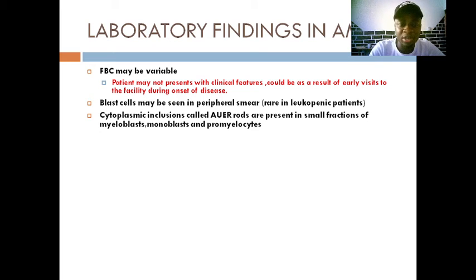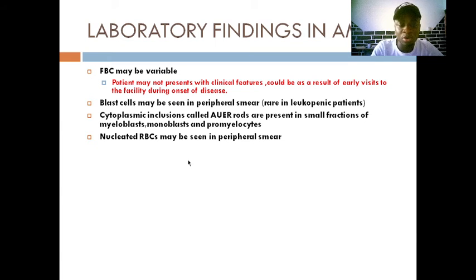Now, cytoplasmic inclusions called Auer rods are present in small fractions of myeloblasts, monoblasts, and promyelocytes. So you may also see cytoplasmic inclusions in peripheral blood. And you see nucleated RBCs in peripheral blood.